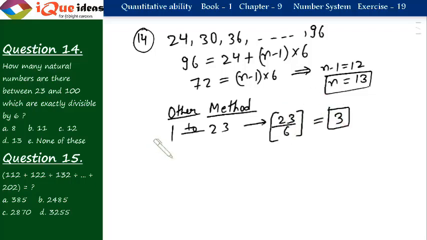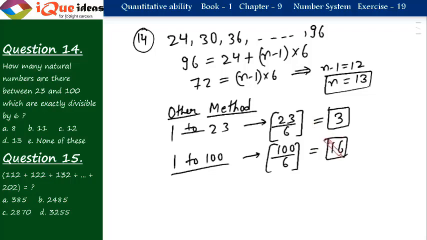And then 1 to 100. So how many are there from 1 to 100? Last number divided by 6. Now 100 by 6 is 16.66. So it is 16 numbers. And then you subtract. Why subtract? We do not need the numbers from 1 to 23. We need the numbers from 23 to 100. That means subtract 3 from 16. So the required numbers which are divisible by 6 would be 16 minus 3, that is 13. So these are the two ways of solving the same question.